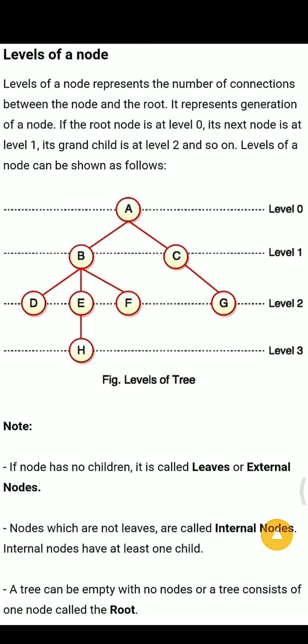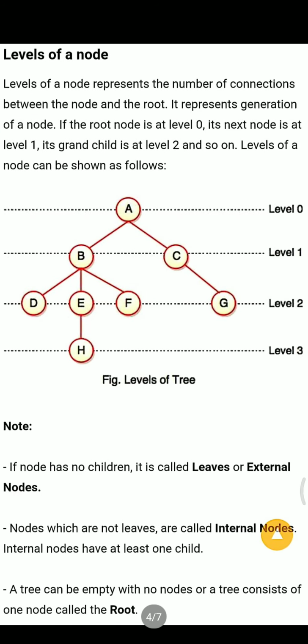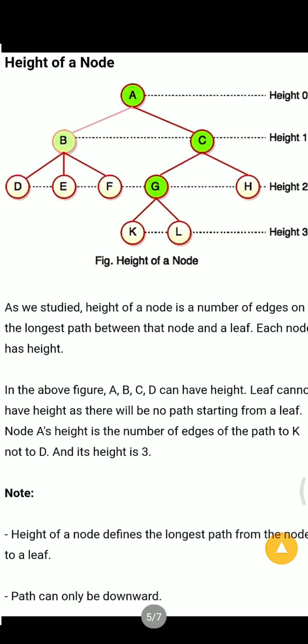A tree can be empty with no nodes, or a tree consists of one node called the root. As we have defined earlier, a tree can be empty with no nodes, or a tree consists of one node called a root itself.